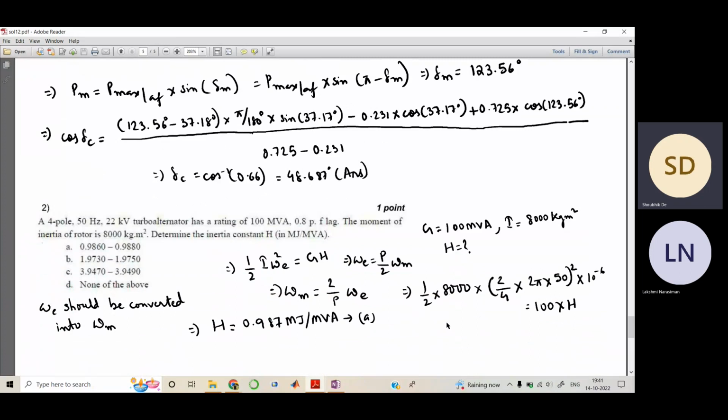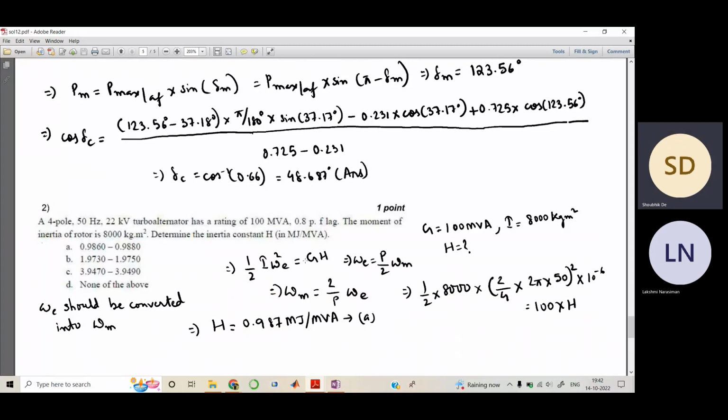So lastly, this is the last problem, a pretty simple one. A 4-pole 50 hertz 22 kV turbo alternator has a rating of 100 MVA, 0.8 power factor lagging. The moment of inertia I is 8,000 kg meter square. Determine the inertia constant H. As we saw initially in question number 1, we had to find the kinetic energy, which is equal to G into H.